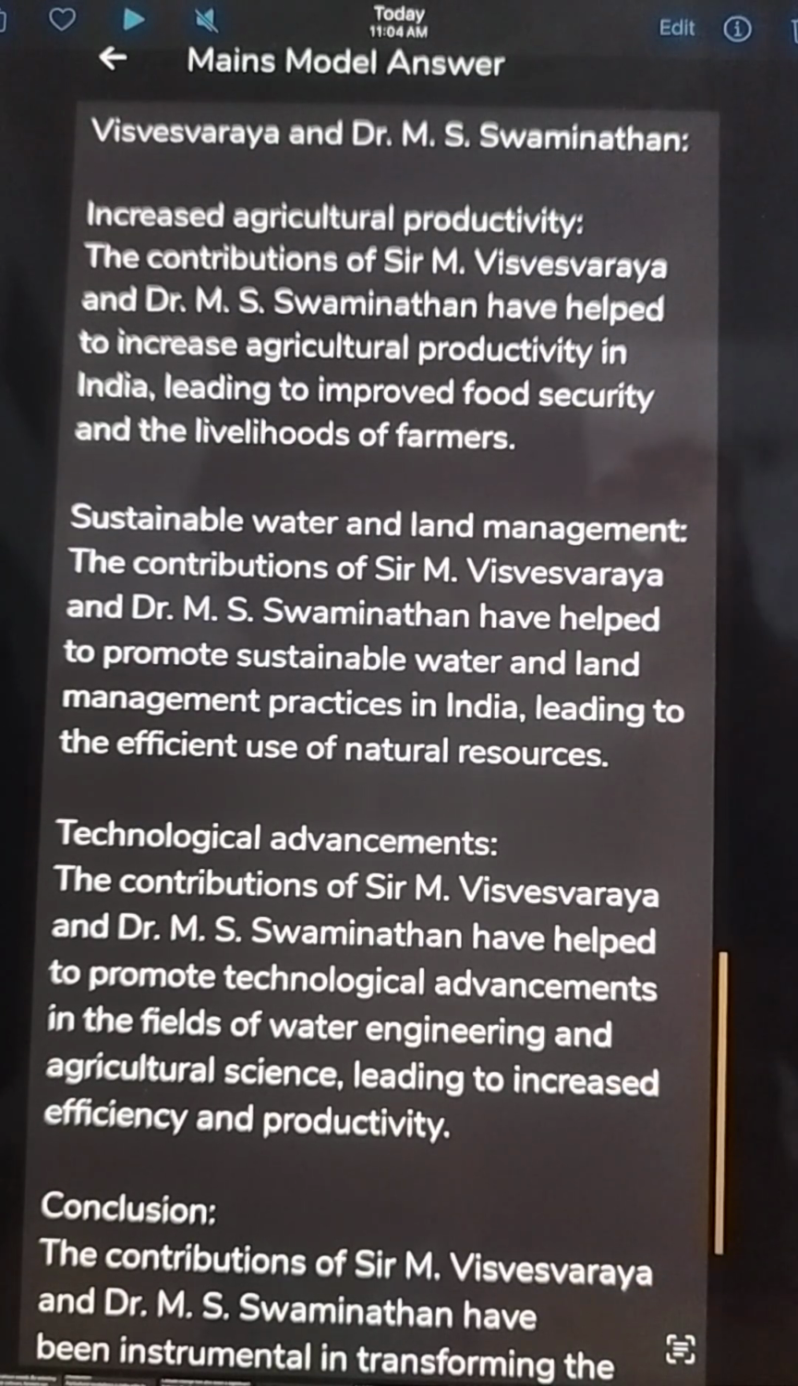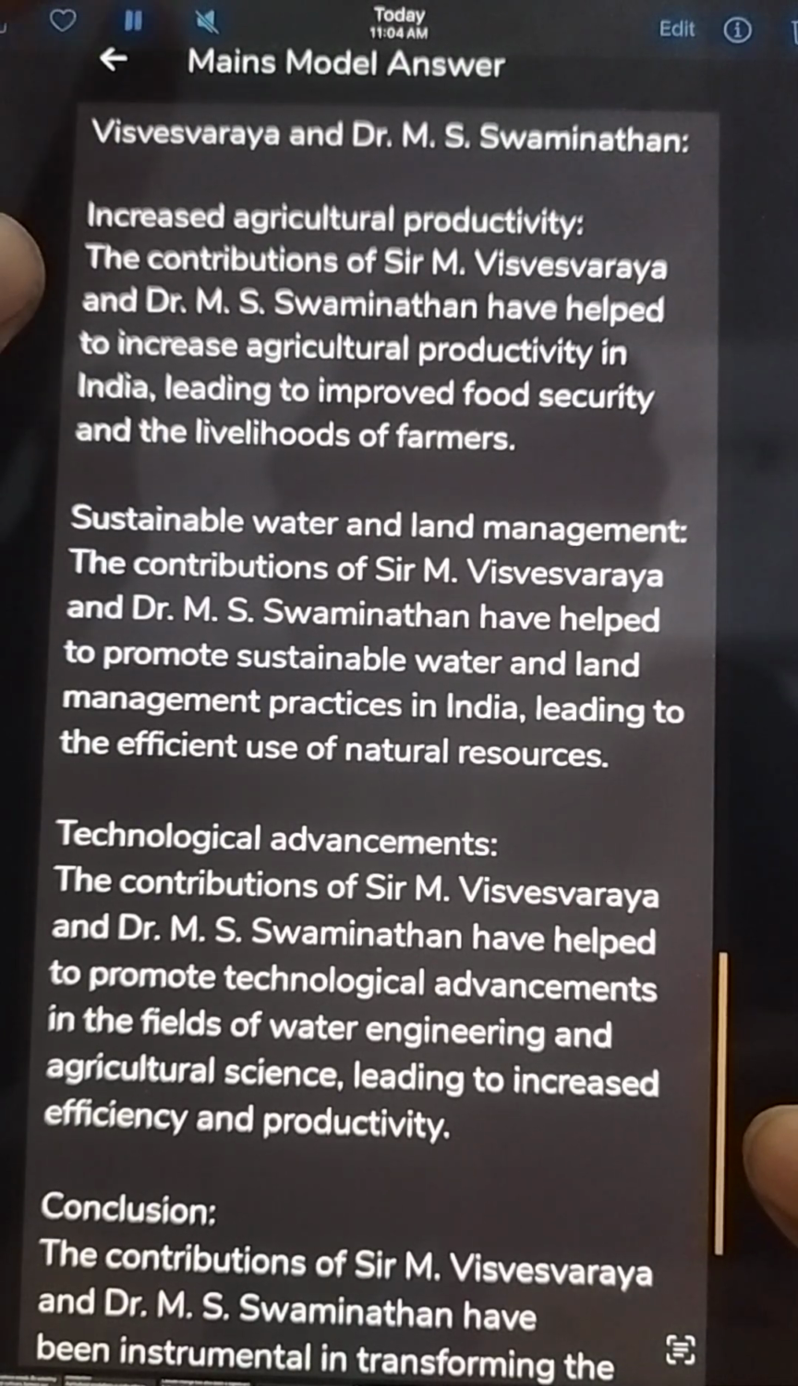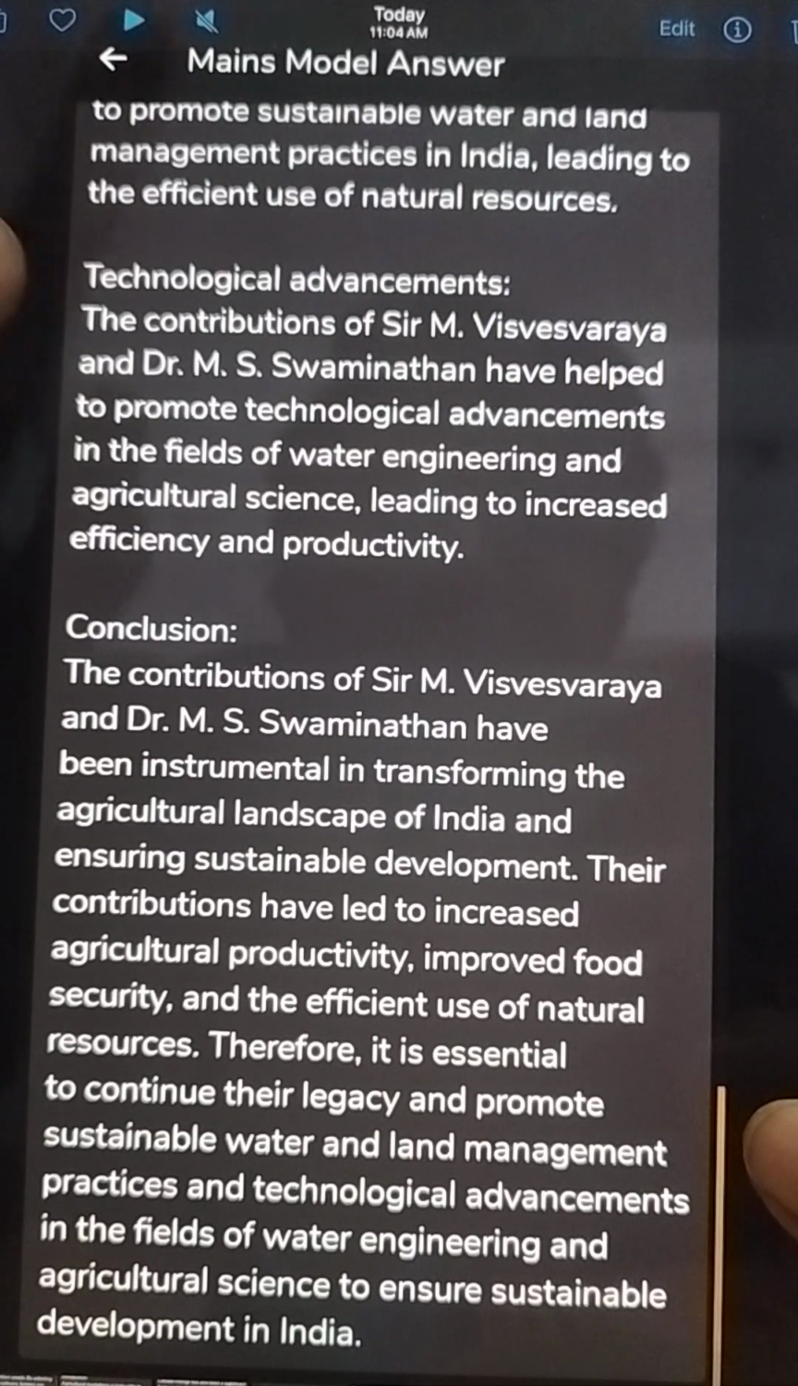The contributions of Sir M. Visvesvaraya and Dr. M. S. Swaminathan have helped to promote technological advancements in the fields of water engineering and agriculture science, leading to increased efficiency and productivity. Then, conclusion.